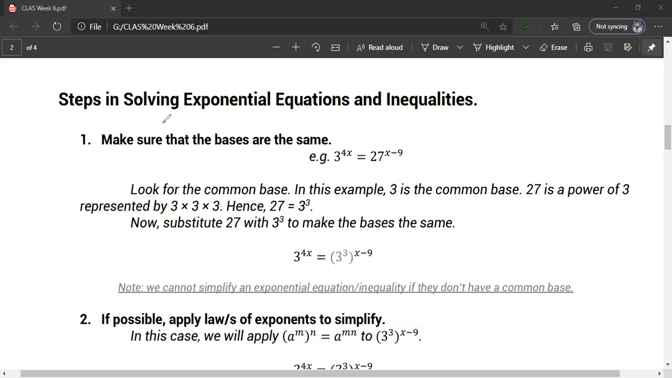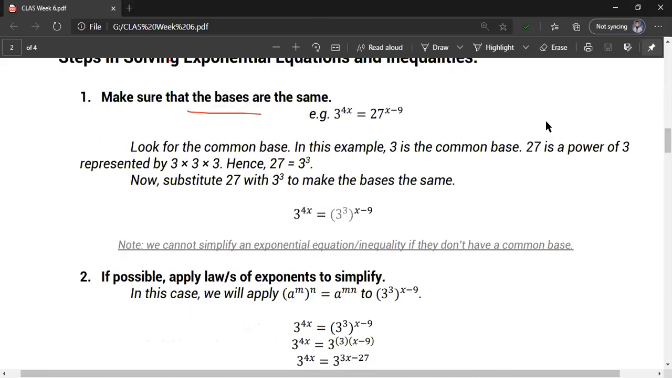So, yun po. Sige, proceed na tayo sa main topic natin. How to solve exponential equations and inequalities. So, I have here the steps or the guides of solving these kinds of equations or inequalities regarding our exponents. Okay? So, first step natin is to make sure that the bases are the same. Later on, malalaman natin, class, kung bakit nga ba importante ang paglalagay ng same base or pagkakaroon ng base na pareho sa ating equations and inequalities.